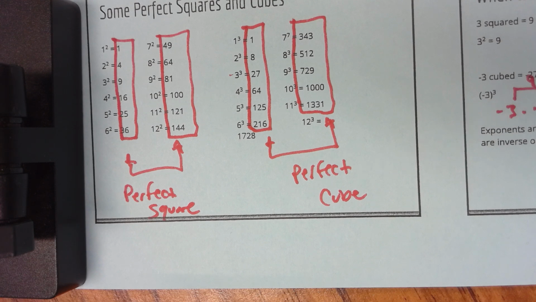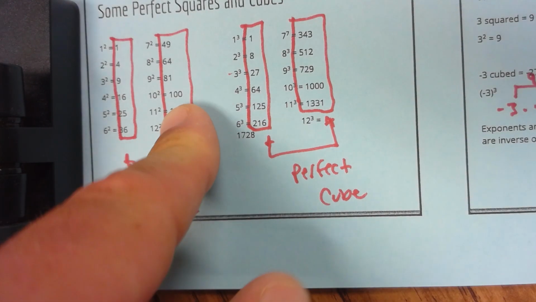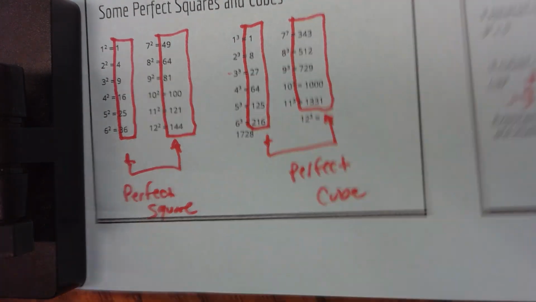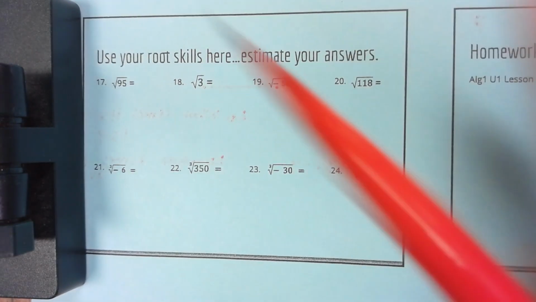The last thing that we need to decide, is it closer to 10 or is it closer to 9? Well, 95 is closer to 100 than it is to 81. So when I square root 95, that's going to be a little bit closer to 10 than it is to 9. So this ends up being, let's say, 9.6.